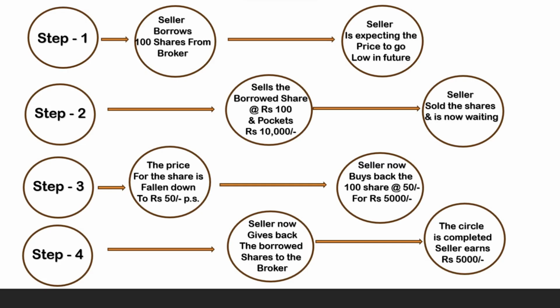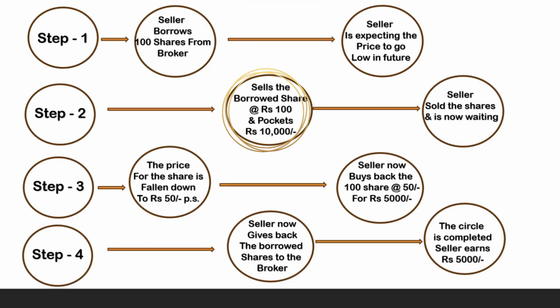You borrowed the shares and you sold it to a buyer in the stock market. Say you borrowed 100 shares and you sold it at 100 rupees. So how much did you get? You got 100 into 100, that's 10,000 rupees. Now let us keep the brokerage aside. Let us understand the concept. So you got 10,000 rupees, you kept it in your pocket, and as a seller, now you're waiting.